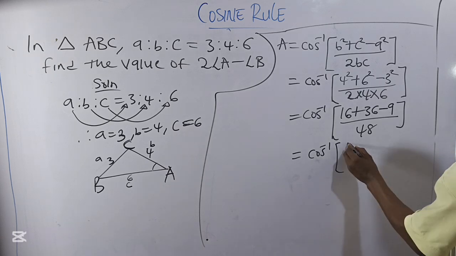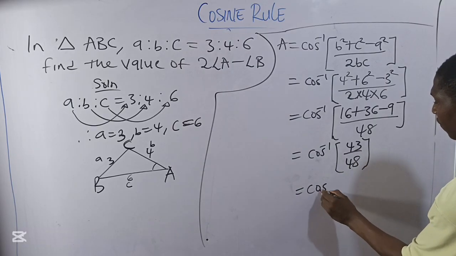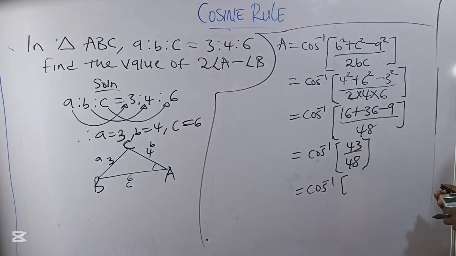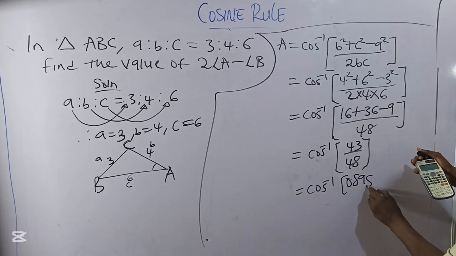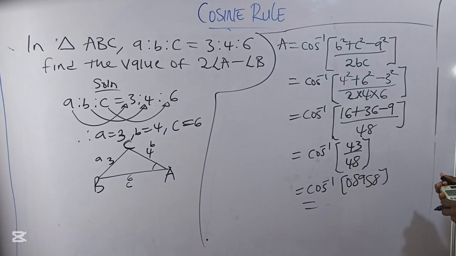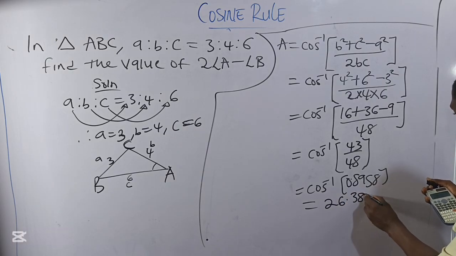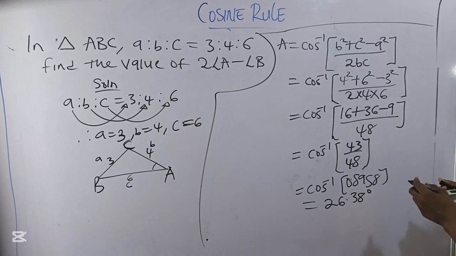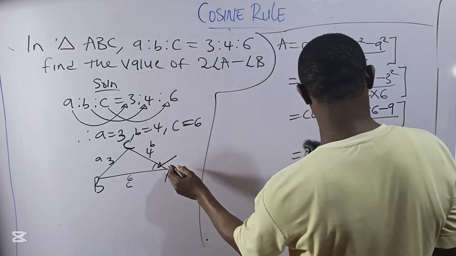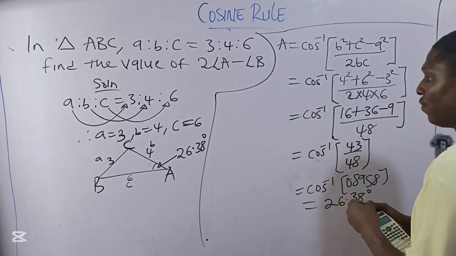So I simply have 43 over 48, and I'll still have my cos inverse of this. 43 divided by 48 will give me 0.8958. And if I check the cos inverse, I will have shift cos of my value, and I'll have 26.38 degrees for my angle A. Please take note, 26.38 degrees for A.